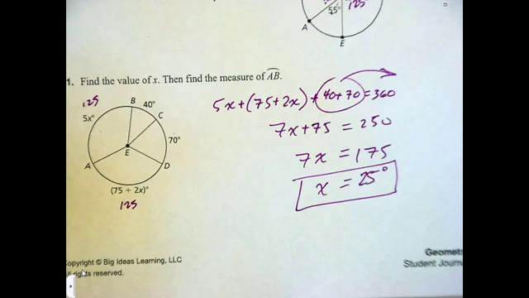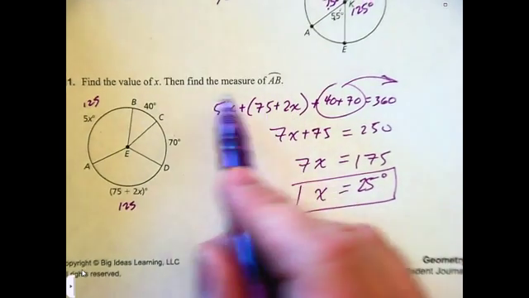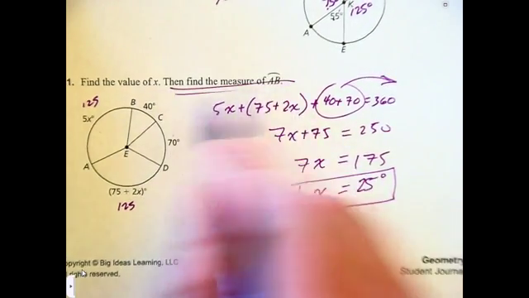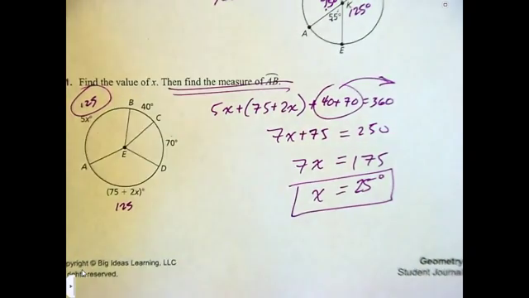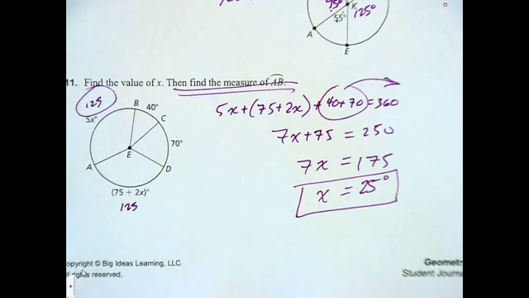Unbelievable. Okay? All right. Find the value of x, find the measure of AB. AB happens to be 125. All right. Very good. Any questions? All right.